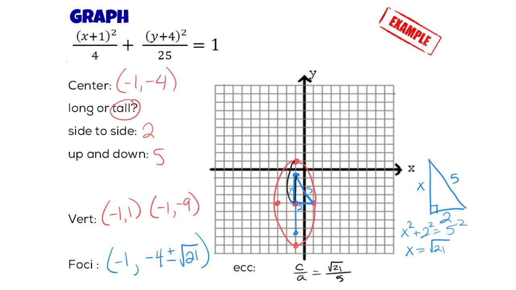So square root of 21, if I type that in here real quick, square root of 21, and divide it by 5, this is a 0.91, 0.92. Okay, so you can see it's a little bit skinnier than the last one was. And so this is getting closer to a 1 as we do that.